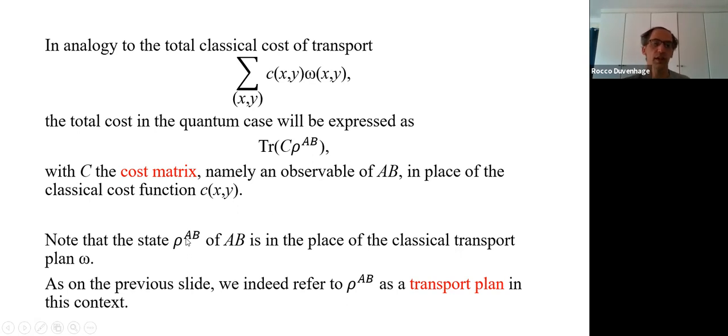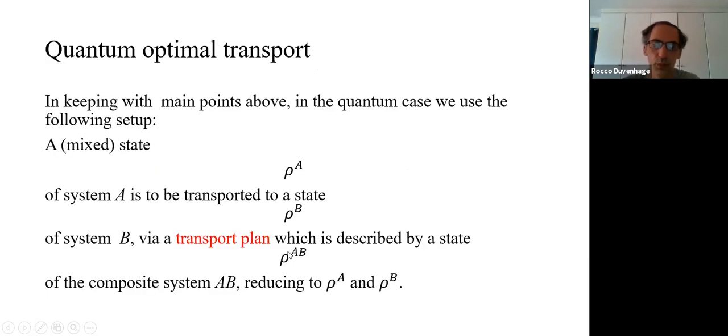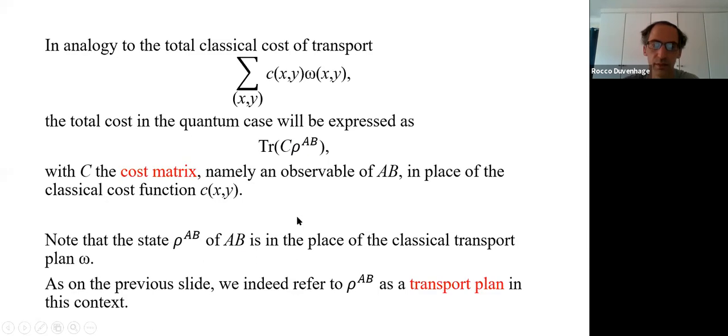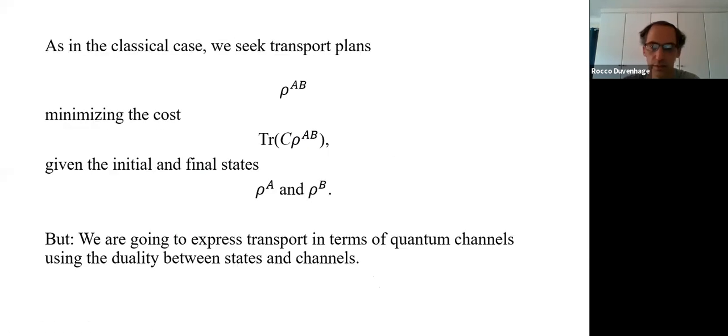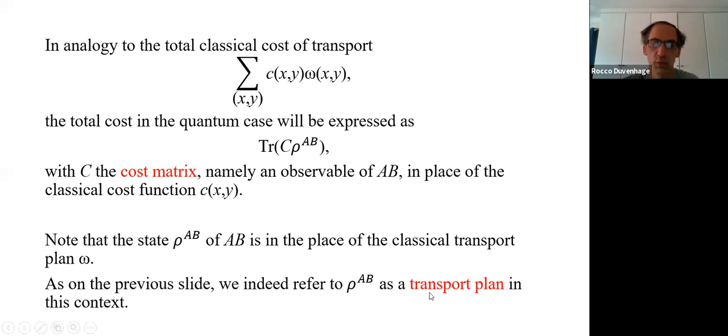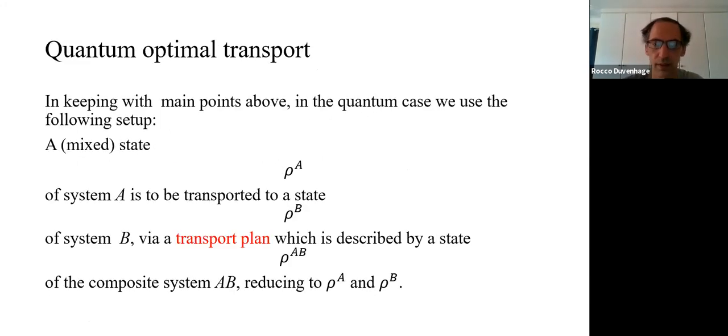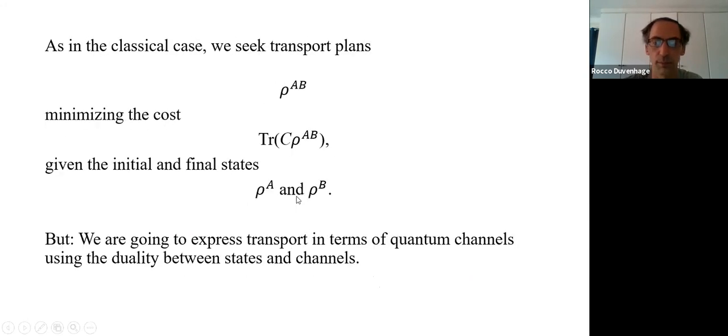Right, so again, rho AB is now simply in the place of what I previously called omega. For that reason, even in a quantum case, I'll call this rho AB, which reduces to rho A and rho B respectively. I'll call it a transport plan. These couplings are referred to as transport plans. By coupling, I literally just mean exactly this: it's a state on a composite system reducing to the two separate states. That's what I mean by the word coupling.